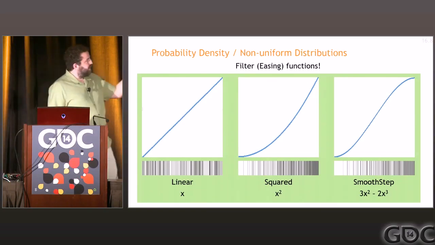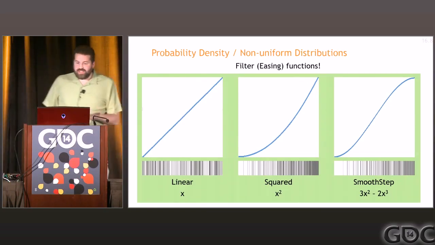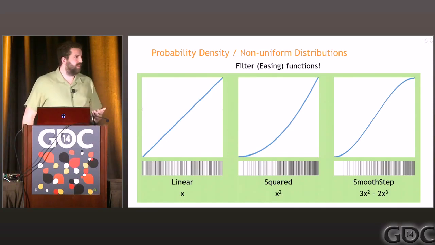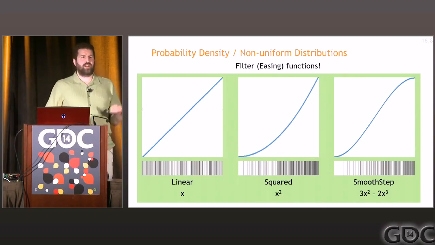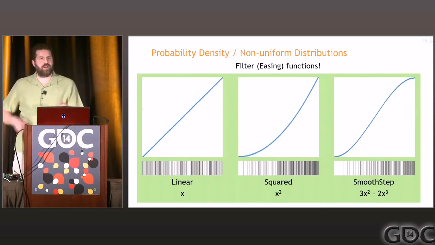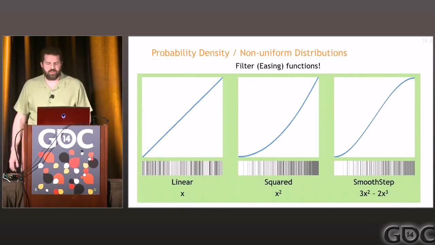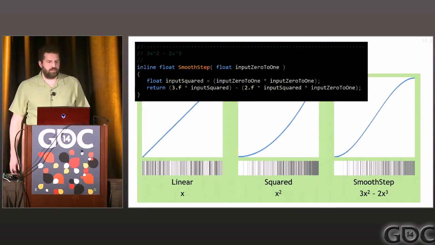So I think the best way to deal with this is to use easing functions or filter functions. And so if you have your random result from 0 to 1, that's the left case. That's linear. And then you just square it. Right? And now you have far more things closer to 0 than you do closer to 1. Or you can use smooth step, this smoothing function on the right, 3x squared minus 2x cubed, which is very fast.